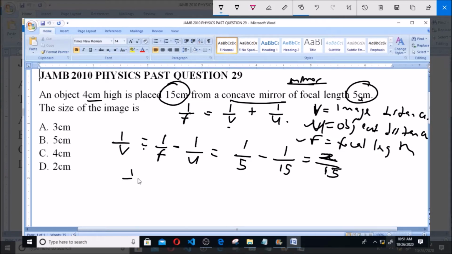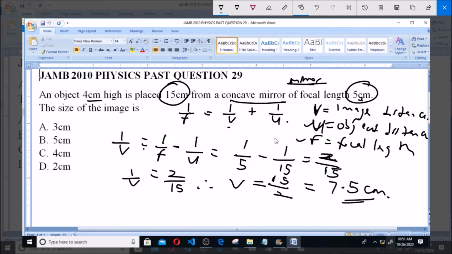Now remember that 1 over v is equal to 2 over 15, therefore v is equal to, you take it the other way, 15 over 2. That is equal to 7.5 centimeters. Now this 7.5 centimeter is the image distance.